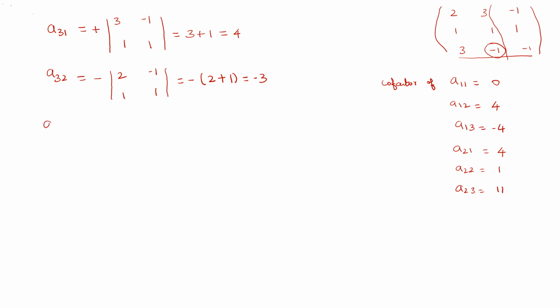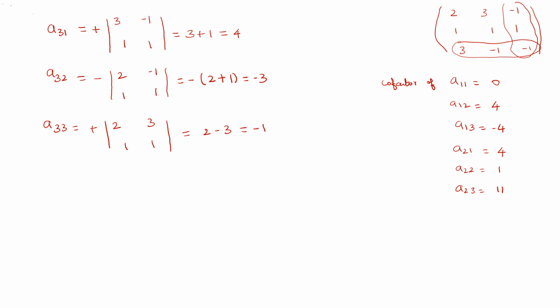And finally, you find the cofactor of A33 equal to the positive of the minor matrix of negative 1. So this time you remove the third row and the third column. The remaining you can get 2, 3, 1 and 1, which is equal to 2, negative 3. So the negative 1.